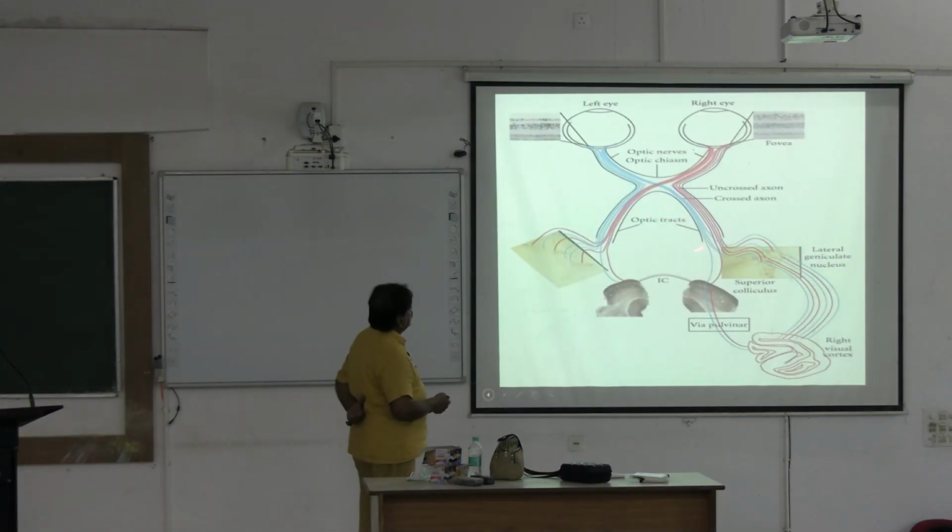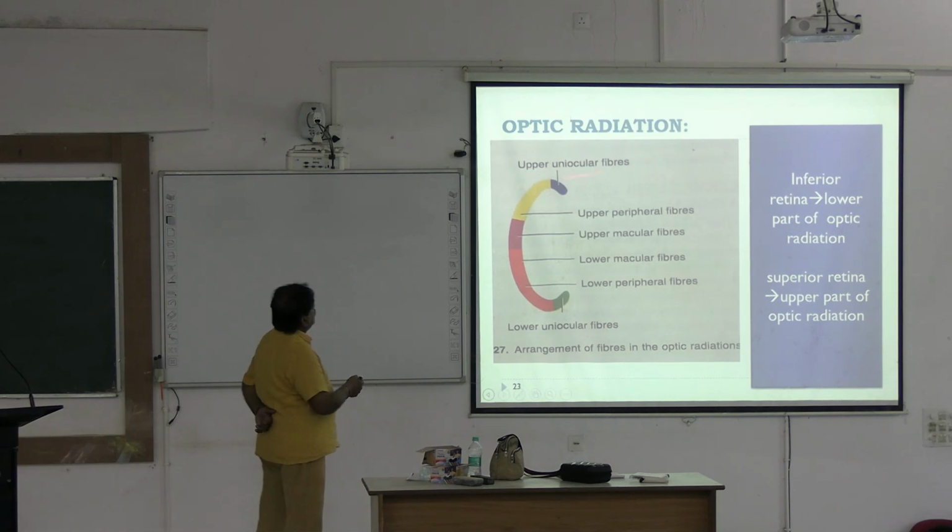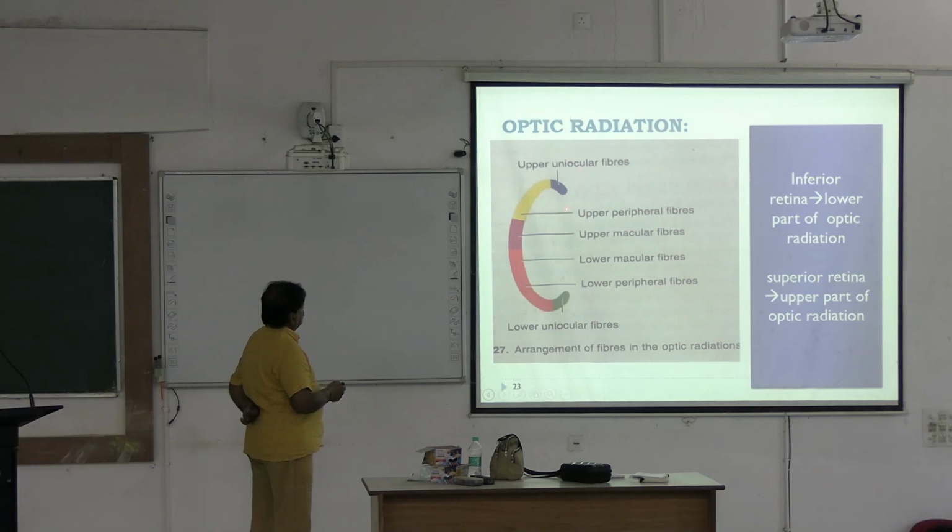The optic tracts, lateral geniculate nucleus, superior colliculus, pulvinar, and right visual cortex. The optic tracts, optic nerves, optic chiasma, fovea, the right eye and the left eye. Optic radiation can be a short note. Upper uniocular fibers, upper peripheral fibers, upper macular fibers, lower macular fibers, lower peripheral fibers, lower uniocular fibers.